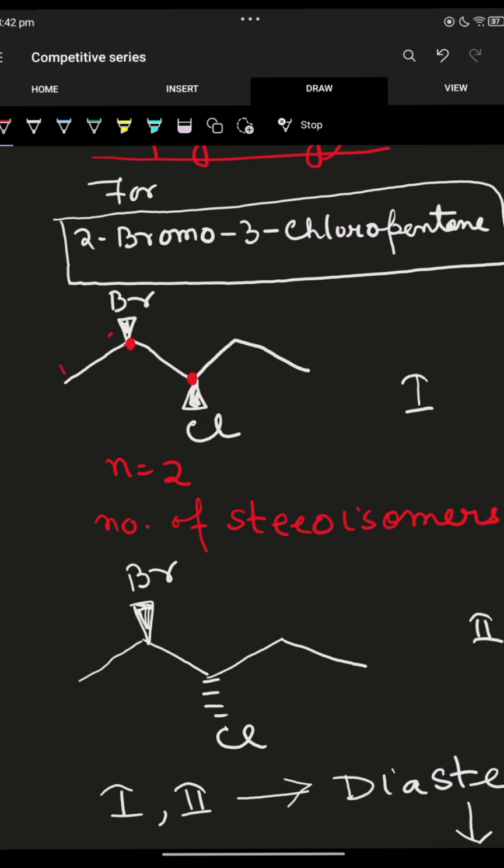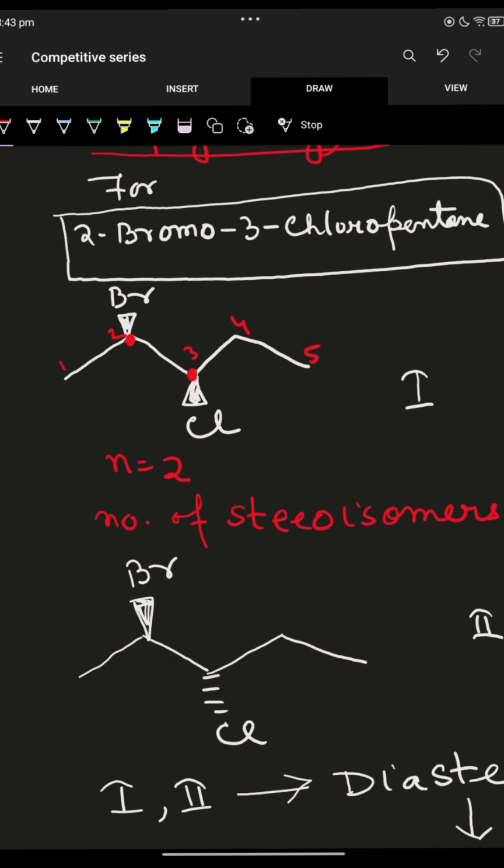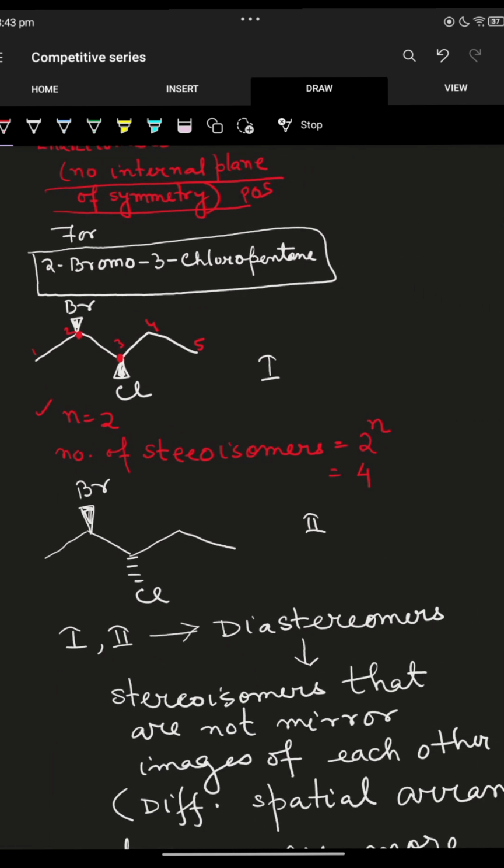The next example, 2-bromo-3-chloropentane. 1, 2, 3, 4, 5 carbon atoms. At the 2 position there is bromo, at the 3 position there is chloro. So carbon number 2 and carbon number 3 are the two chiral centers. For this compound n is equal to 2. What is n? The number of chiral carbons or chiral centers is n. So for two chiral centers, the number of stereoisomers is 2 to the power of 2. So there is a possibility of forming 4 stereoisomers.